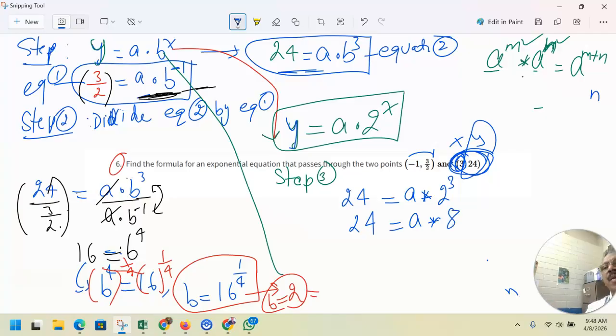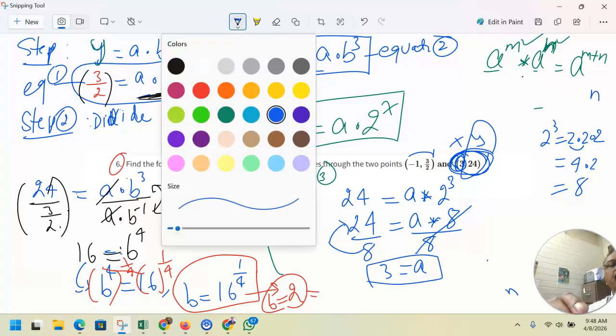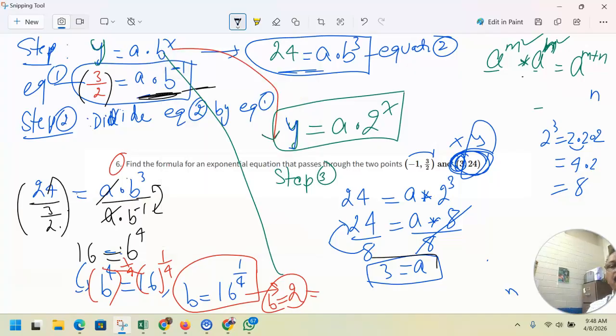2 cubed is 2 times 2 times 2, which is 4 times 2, and 4 times 2 is 8. And then divide by 8 because you have to solve for a. You can see this 8 crosses out and you get a equals 3, because 8 divides 24 3 times. And your final answer is whatever you get here, you plug it here. So your final equation is y equals 3 times.